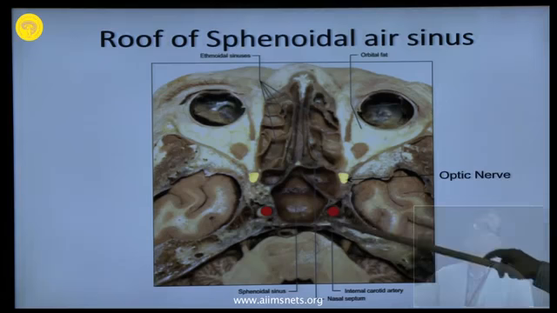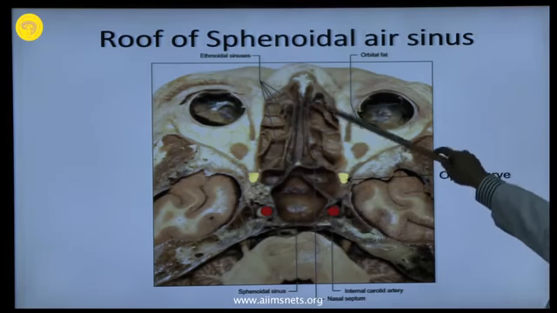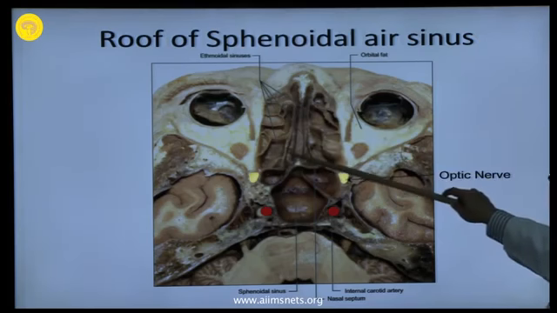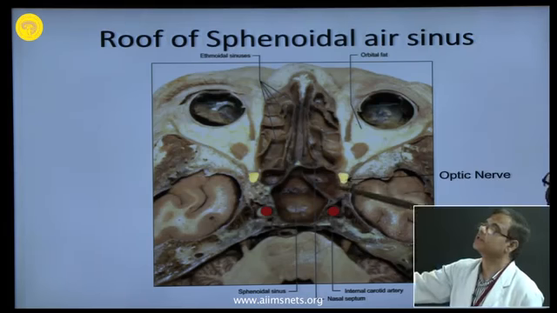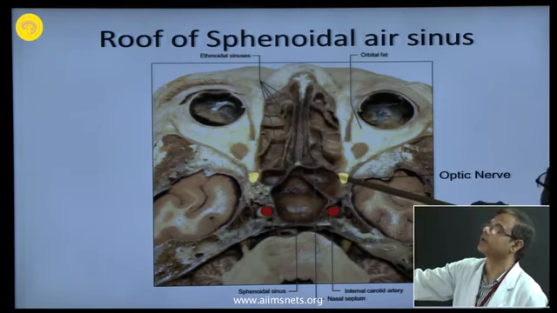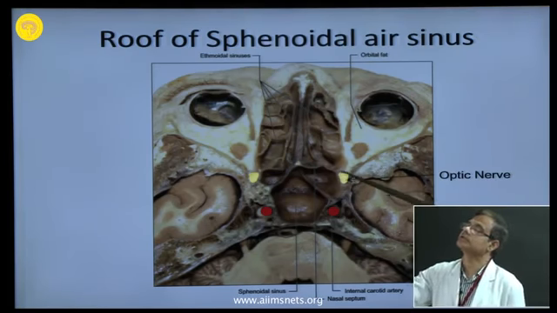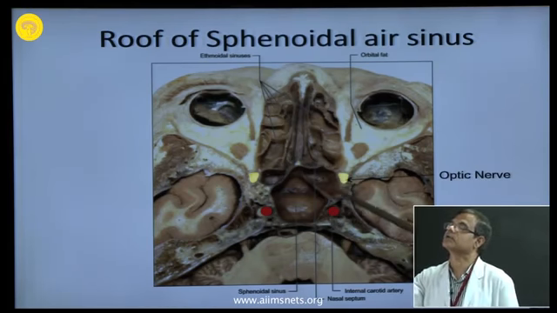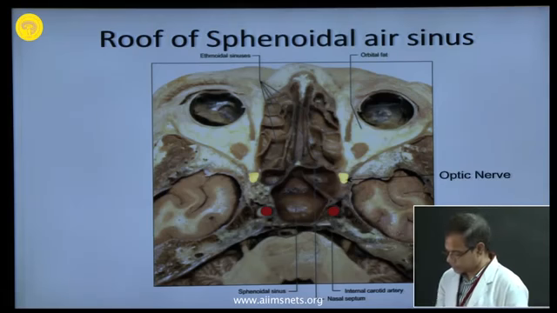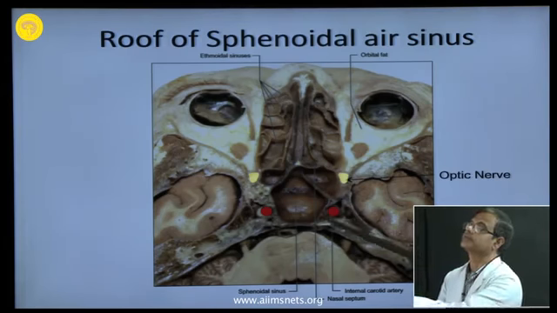This is the roof of the sphenoidal air sinus here, and these are the ethmoidal air sinuses. This is the posterior ethmoidal group of air sinus. See, there is a big air sinus, and most probably this one is the Onodi sinus because it lies in contact with the optic nerve here. So, you have to be very careful in this region because sometimes it may be confused with the sphenoidal air sinus. And here is the internal carotid artery which lies on the lateral side of the air sinus.